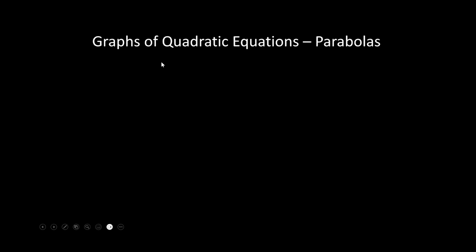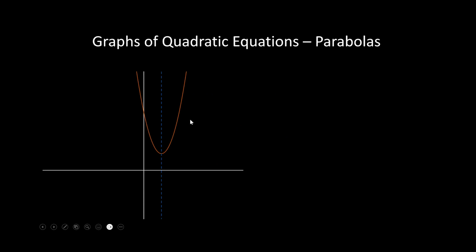So the graphs of quadratic functions, as I mentioned earlier, are parabolas. This is a parabola. It has a vertex right here. The blue line is the axis of symmetry. Here is where it intersects the y-axis. We have a y-intercept. This one does not intersect the x-axis, so we have no x-intercepts.